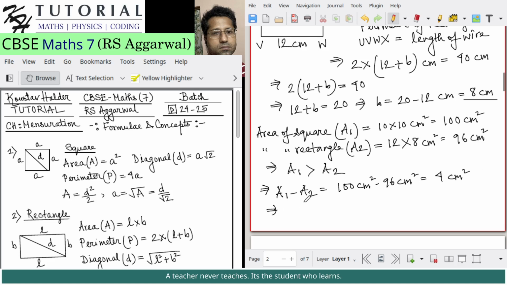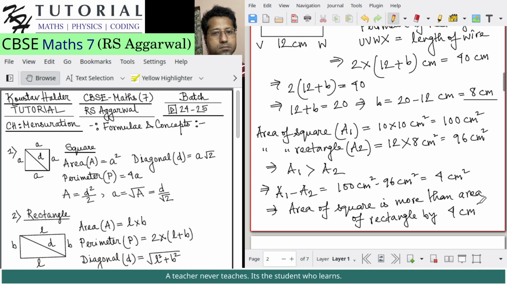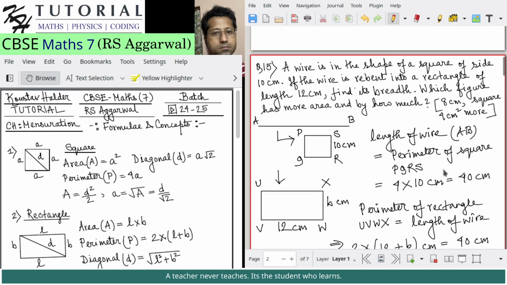So the area of the square is more than the area of the rectangle by 4 centimeter square. So the area of the square is greater than the area of the rectangle by 4 centimeter square. Okay.